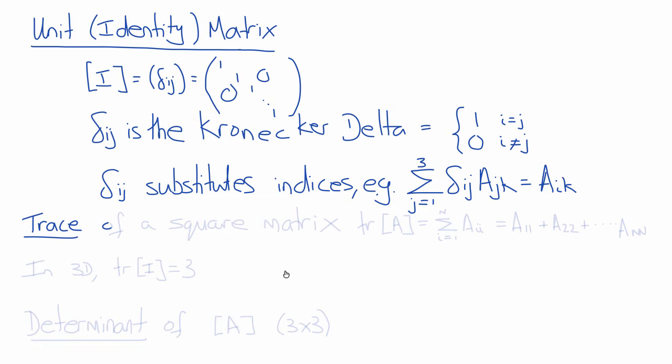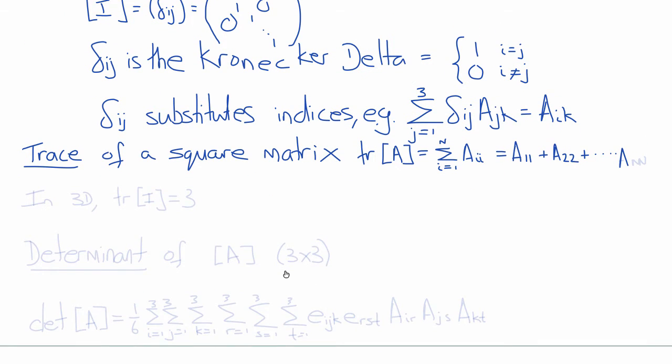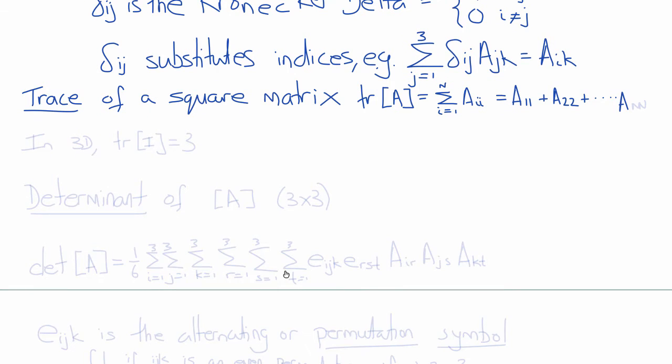Another property of a square matrix is the sum of the diagonal components, which is known as the trace of the matrix. So the trace of A is the sum from i equals 1 to n of Aii, the diagonal components, or A11 plus A22 through to Ann. For a 3 by 3 identity matrix, the trace of I would equal 3: 1 plus 1 plus 1.